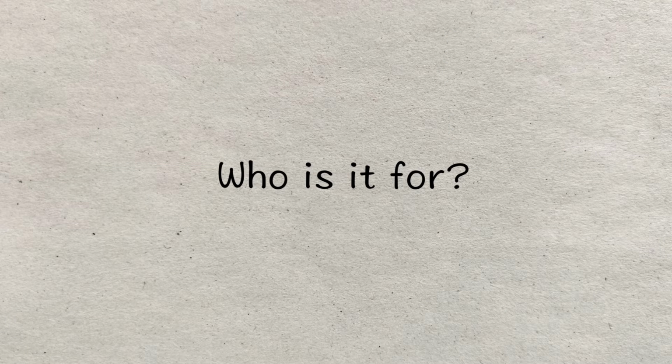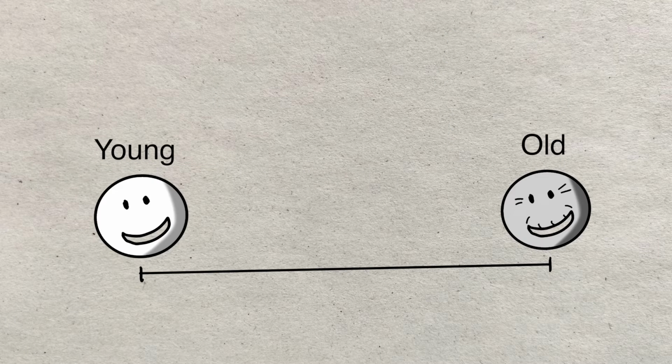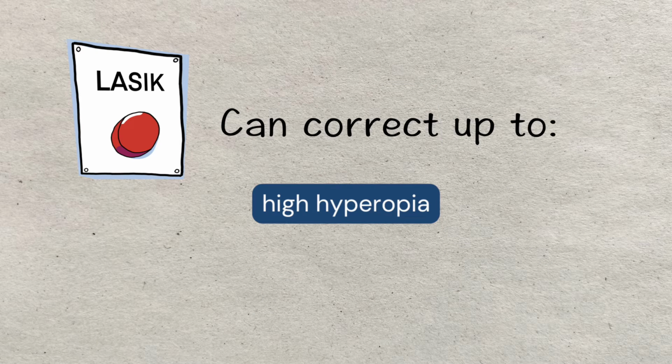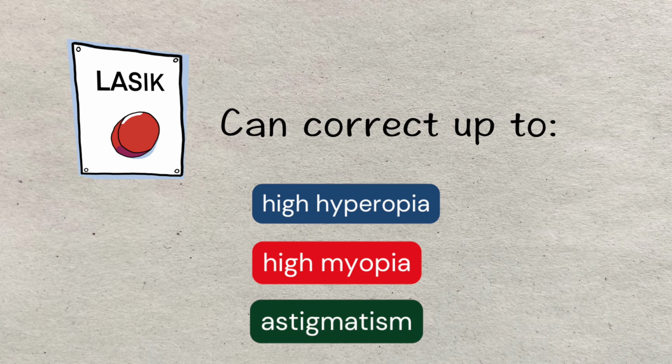Who is it for? Again, this is best for those that are aged between 18 to 55. Any older than that, and you're just better off having a cataract surgery. LASIK can correct up to high levels of hyperopia, myopia, and astigmatism, and has the largest range of correction among the three surgeries.